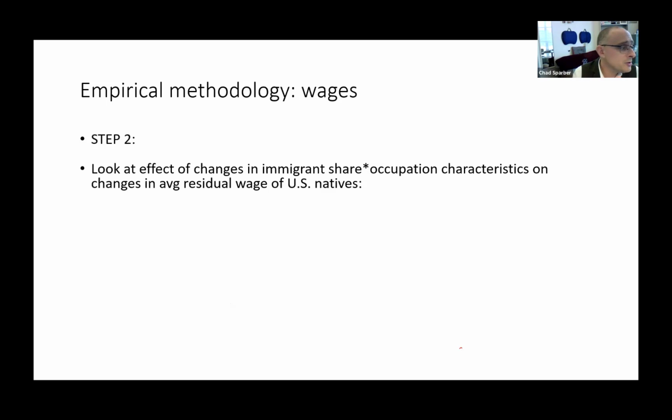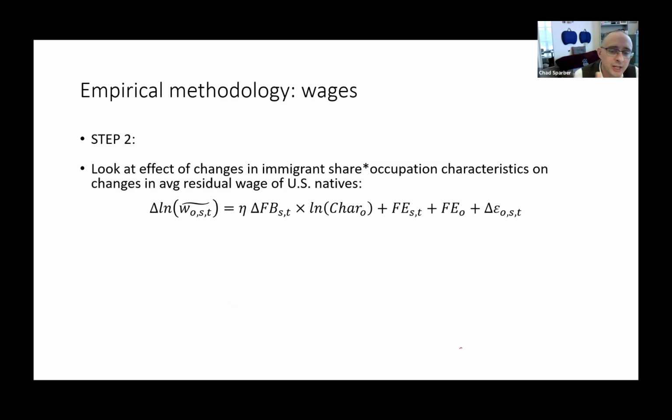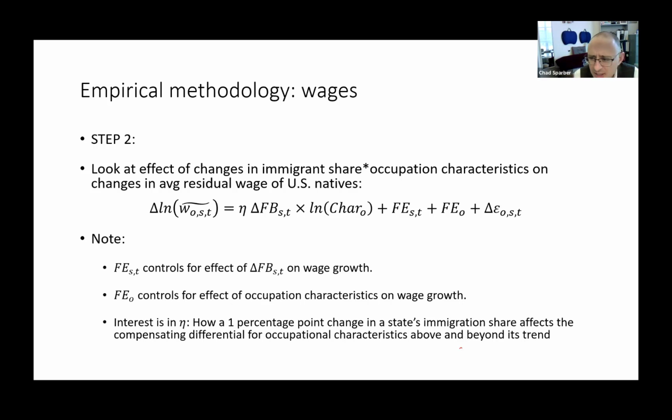What we do in step 2 then is we really want to ask, how are these occupation by state by year wages, or how's their relationship to job characteristics changing as a result of immigration influxes here, right? And so let's think about what's going on here. In this regression specification, we have state by year fixed effects that are really controlling for how an increase in the foreign-born share is going to affect wage growth itself. That might be an interesting question, but we're not interested in it here. And we can't estimate it if we've got these fixed effects.